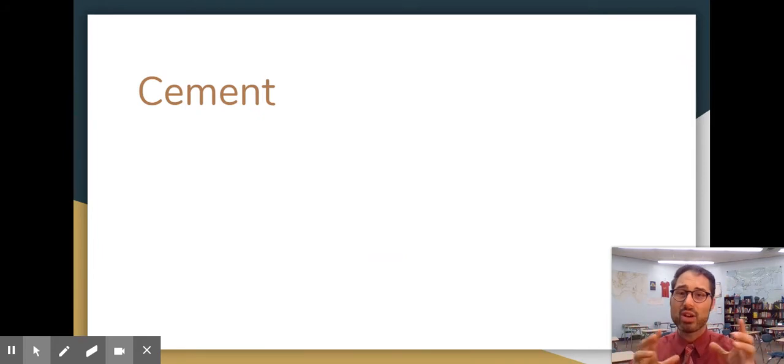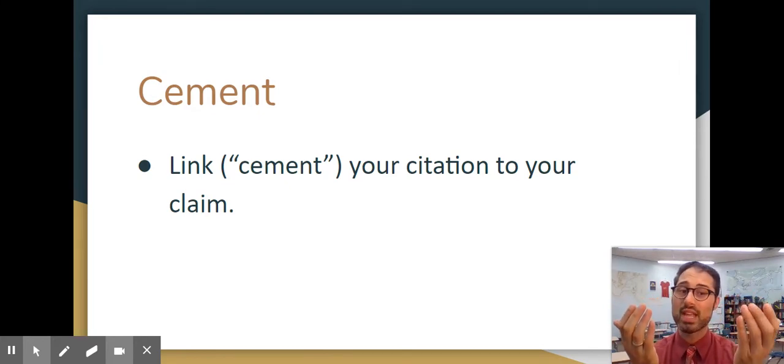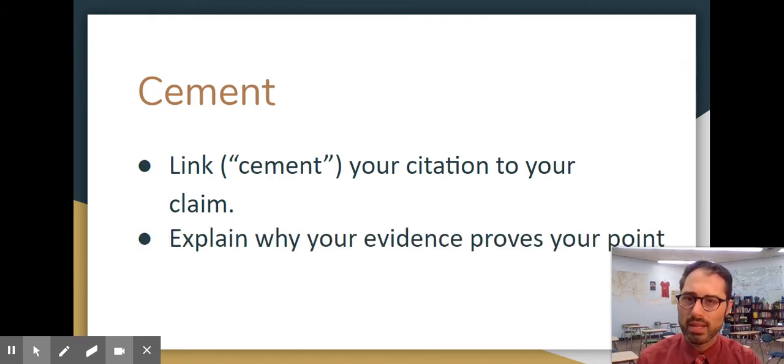Once we have our citation, once we have our evidence, we want to cement it to the claim. We're going to connect it. How is this piece of evidence proving what we said we were going to prove in our claim? So it's called analysis or discussion. We just like the word cement here.